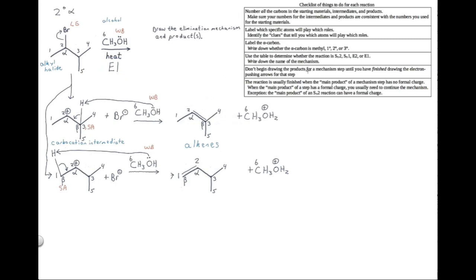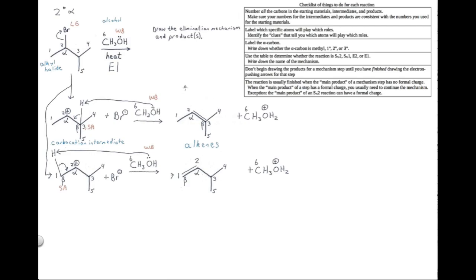Don't begin drawing the products for a mechanism step until you've finished drawing the electron pushing arrows for that step. So for example, first draw this arrow before you draw this intermediate. And then again, first draw both this arrow and this arrow before you try drawing this product. First draw both this arrow and this arrow before you draw this product.